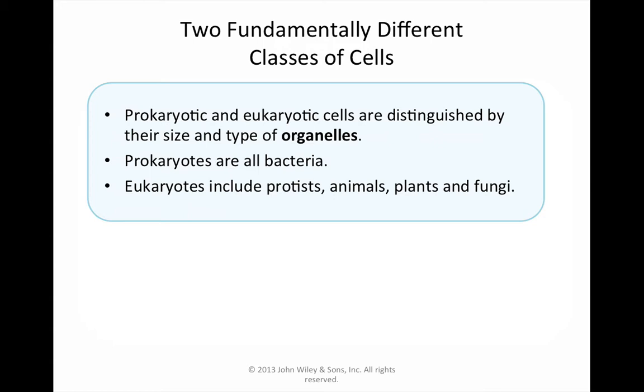For prokaryotes, these are all bacteria. And eukaryotes include protists, animals, plants, and fungi. Eukaryote means true nucleus, so eu means true, and karyote means nucleus. So our bacteria do not have a true nucleus, whereas plants and animals, fungi, protists, amoebas, things like that, all have a true nucleus.